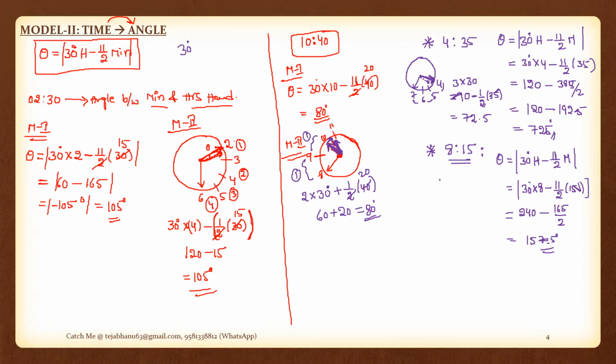Now, try to cross check with the alternate model. See, if you consider 8:15, the hour hand will be at 8 and the minute hand will be at 15. Now try to identify how we'll get the answer. Follow the same procedure and you'll get the answer.